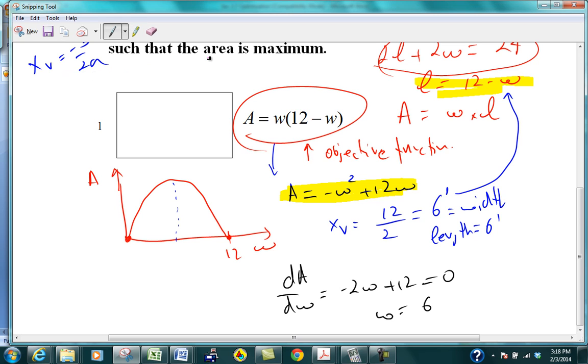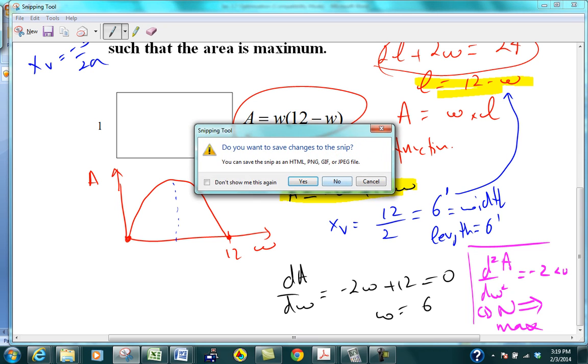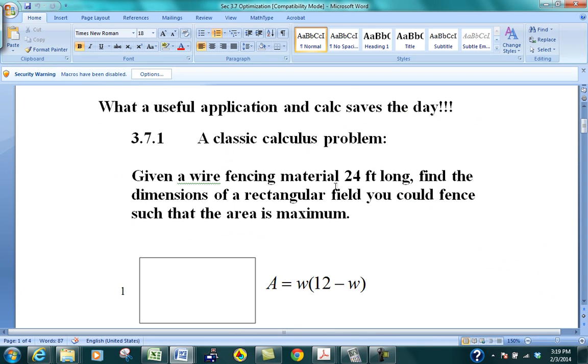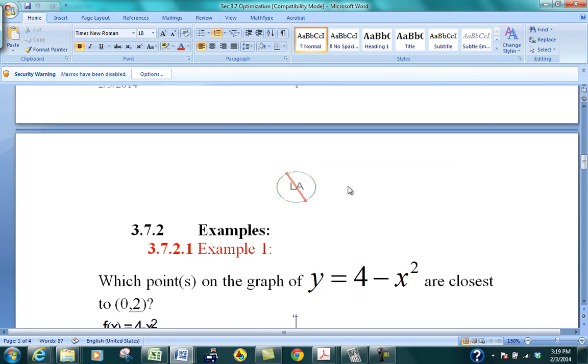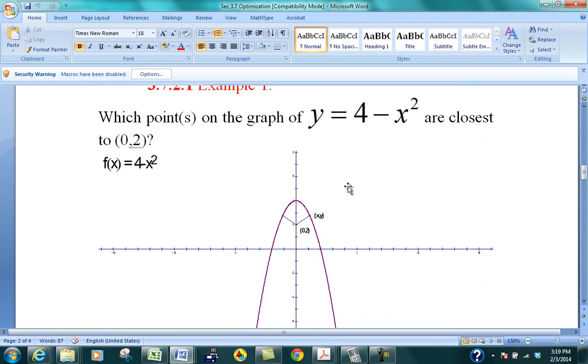Now we need to take it another step further and make sure that we show that this is indeed a maximum. So if I look at the second derivative, d2A by dW squared is equal to negative 2, which is less than 0. Therefore, this is concave down, which implies it gives me a max. Okay, so this step is really necessary. So you can either use the second derivative test or the first derivative test. I used the second derivative test in this example. I have one more example to do, and then all the other examples really follow the same style.